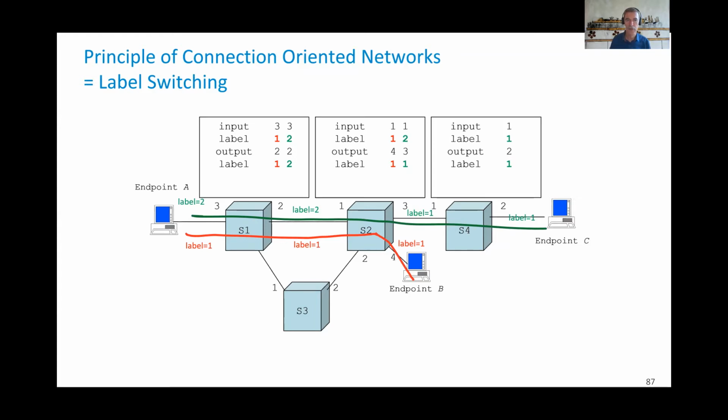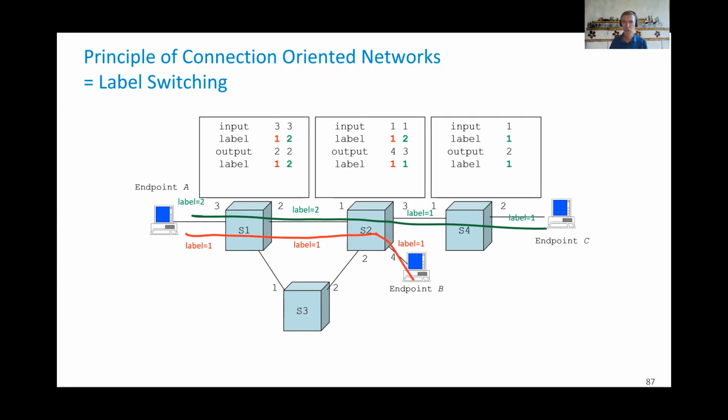S1 will receive this packet. It knows it comes on interface number 3. It'll go into the table. It will do a match and find number 3 in and label number 2. So it will be the second entry in the table here. And the table instructs S1 to send the packet on output number 2 with label number 2. So the label is typically changed. Here the value happens to be the same, but the value of the outgoing label is the one given by the table, not the one given by A.